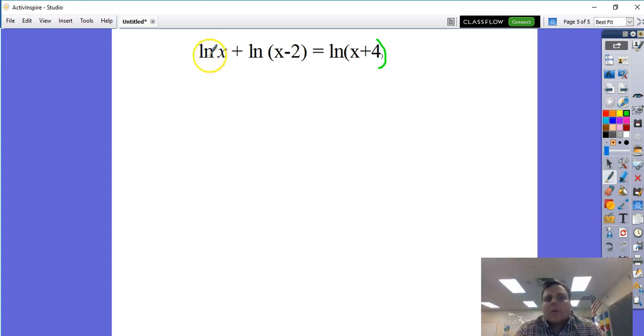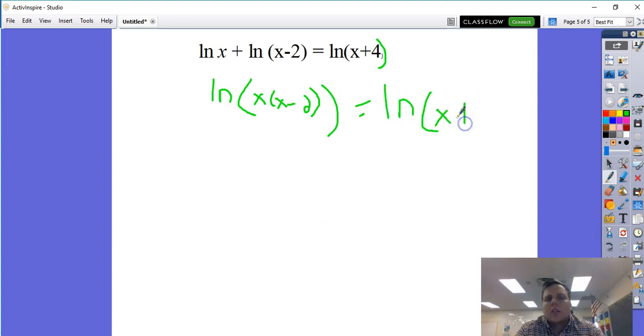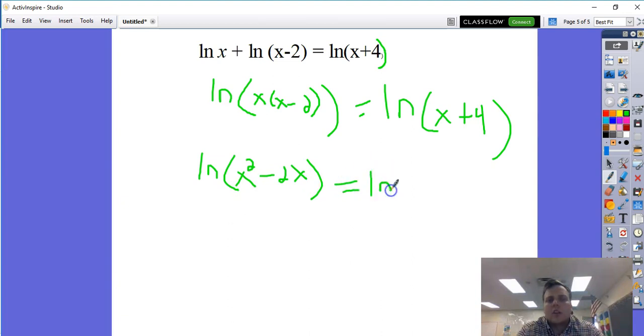Another thing I want to point out is you have 2 natural logs adding, so you can make this one natural log where now they are multiplying, equal to the natural log of x plus 4. So what we're actually going to do is multiply this x into this x minus 2. So that gives me the natural log of x squared minus 2x is equal to the natural log of x plus 4. Remember, I went x times x times negative 2. That's how I got this part right here.